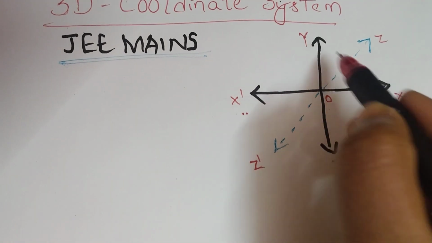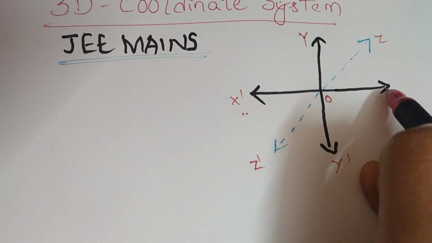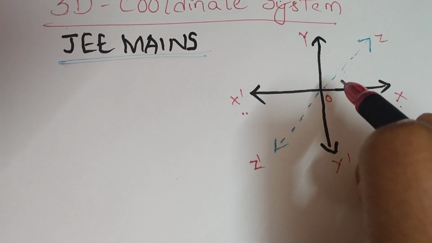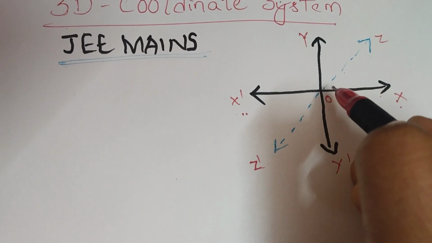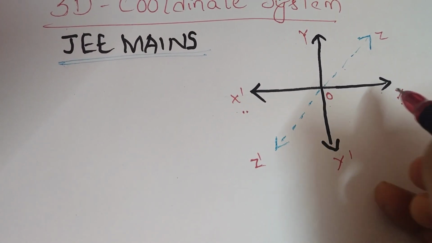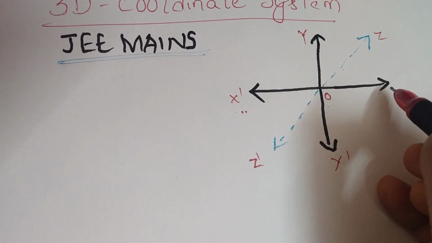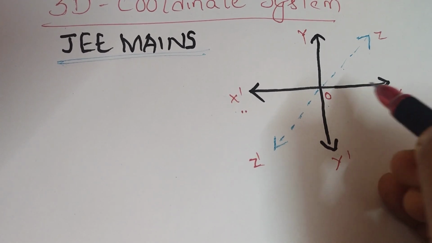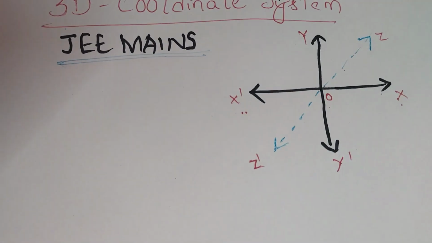XY, YZ, ZX: these are the coordinate planes, and these planes are mutually perpendicular. So in this, the coordinate planes are the xy plane, yz plane, and zx plane. This system of coordinate axes is called the rectangular Cartesian coordinate system.